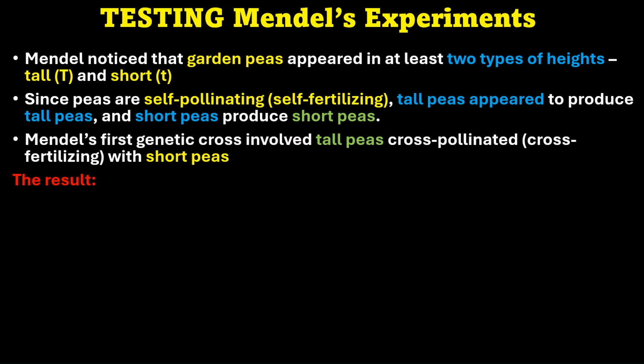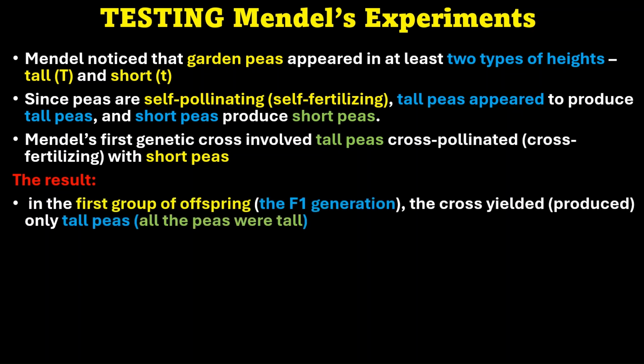Mendel's first genetic cross involved tall peas crossed with short peas, and he decided to take a short pea plant, and then he crossed it with a tall pea plant. And then these are the things he observed. These are the results. In the first group of offspring, that is the first generation, the F1 generation, the cross yielded or produced only tall peas. That is, all the peas were tall.